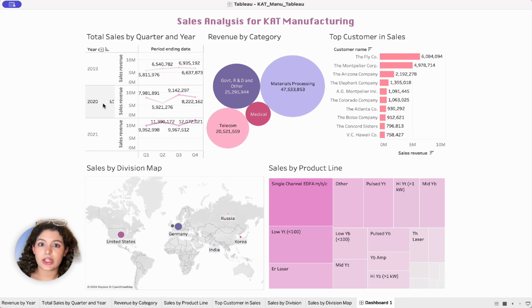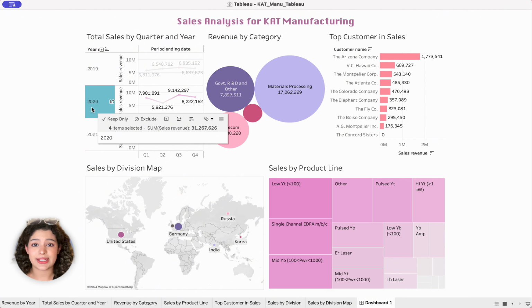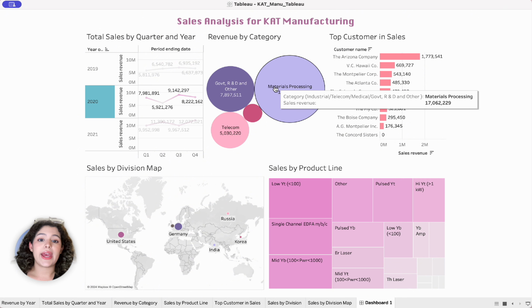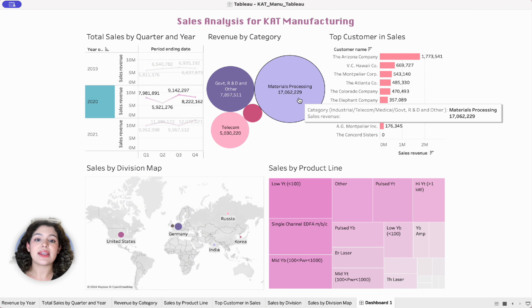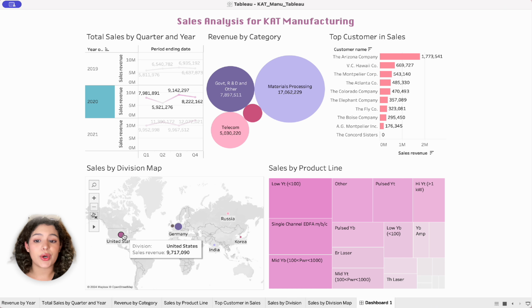Now let's go ahead and take a look at total sales for material processing in 2020. We're going to go ahead and click on 2020, signifying that's the year we're looking for. And we can see material processing averages around $17 million in total sales revenue. Now I want to go ahead and see the total sales for the US division. Let's go ahead and hover over United States, and we see $9.7 million in sales revenue.